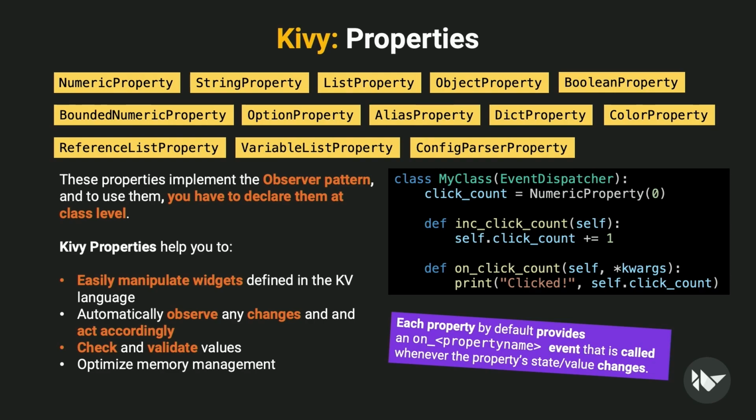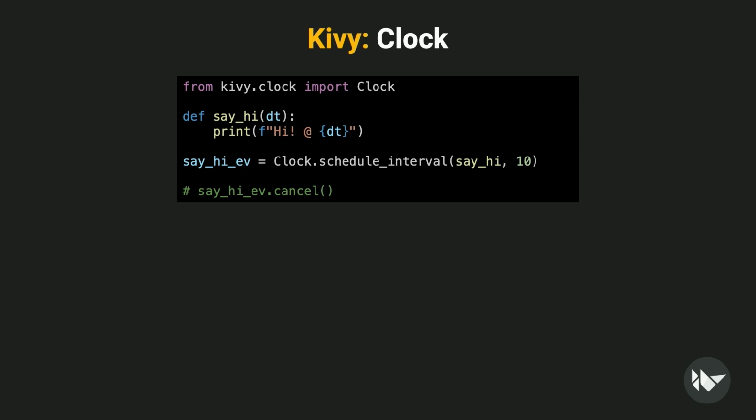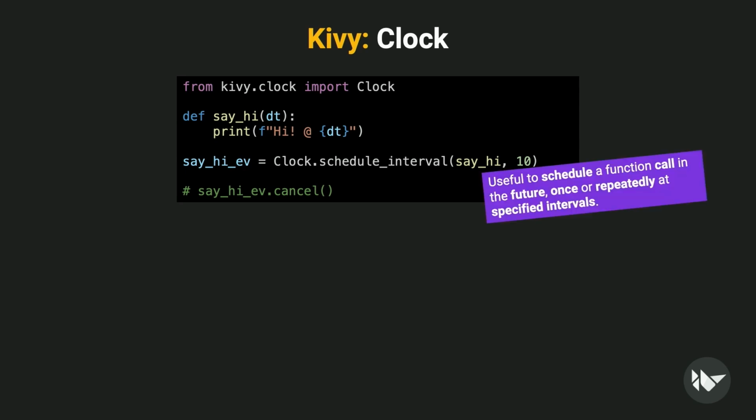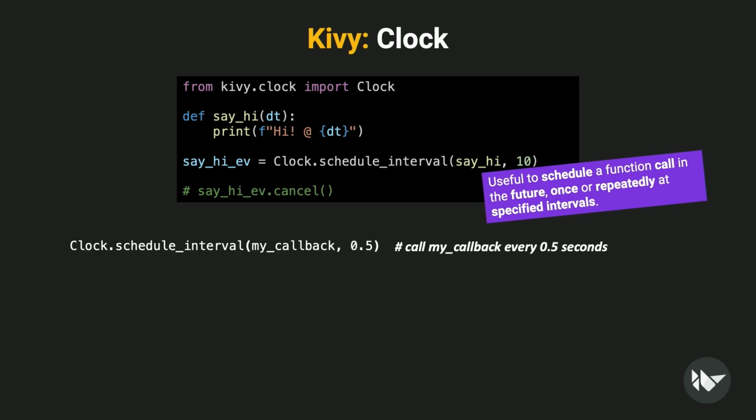So every time we are incrementing the click count property, automatically on_click_count gets called and says click count clock. Well, you will probably find yourself scheduling something in the future, once or repeatedly at specific intervals. Kivy Clock is here to help.